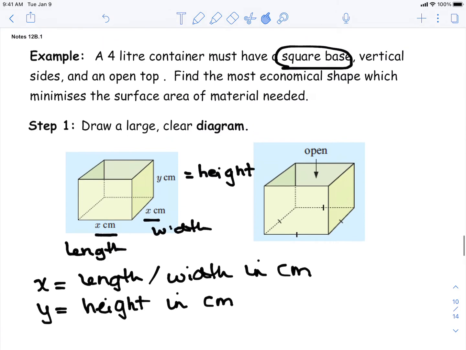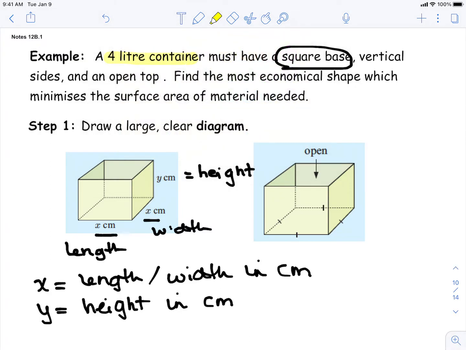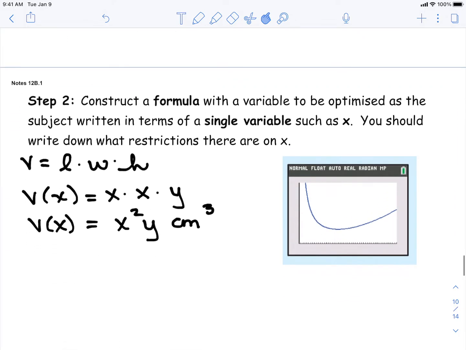Now we're going to go back up to this piece of information. 4 liters is the maximum that we want inside of that box. So that is our volume. The volume of x has to be 4 liters max. Well, we need to change that liters to its appropriate measurement.